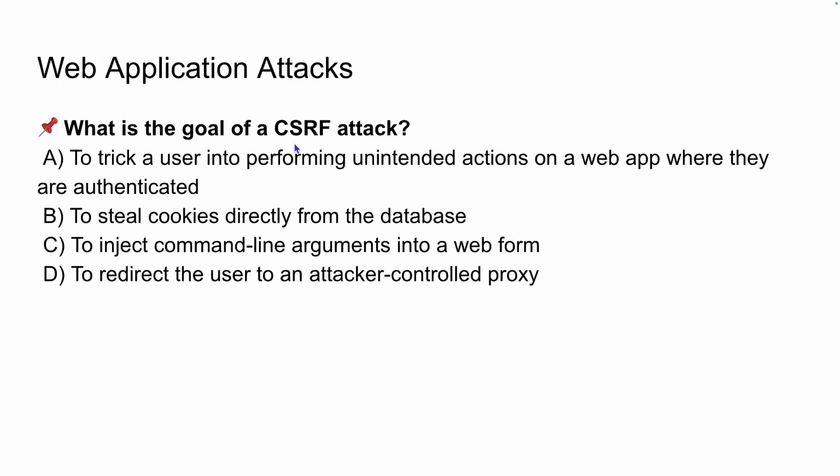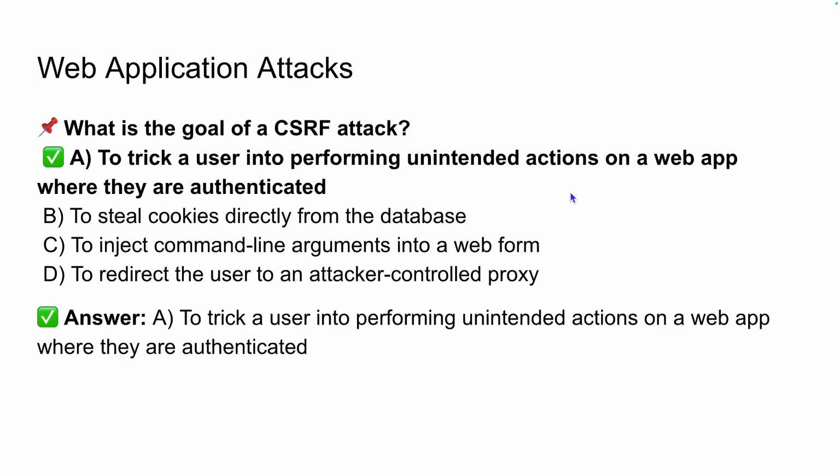What is the goal of a cross-site request forgery attack? To trick a user into performing unintended actions on a web app where they are logged in. That's it. To steal cookies directly from the database, no. To inject command line arguments into a web form, no. To redirect the user to an attacker-controlled proxy, not necessarily, but this is like a tricky little answer. It could be the thing, but I don't think that's actually the answer right here. So this is the answer. We're only limited to one. This is the most obvious to me, which is A.